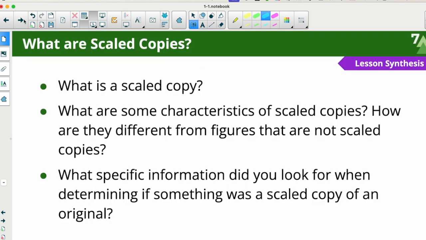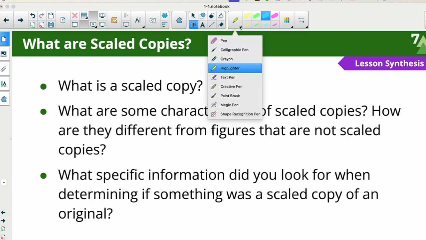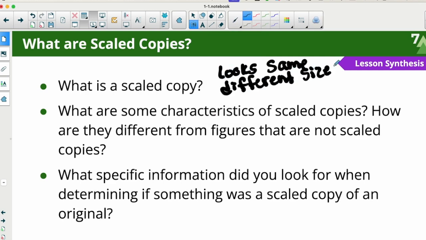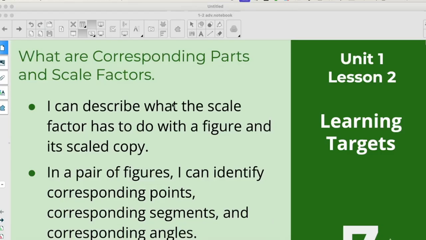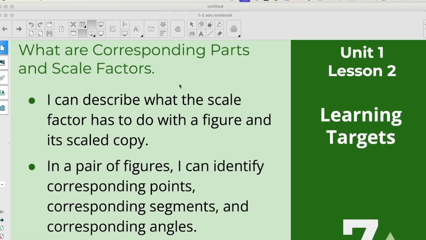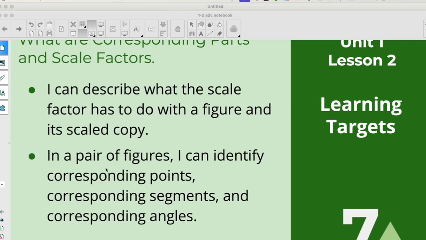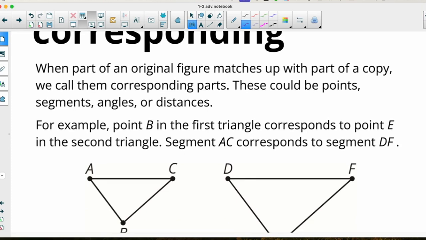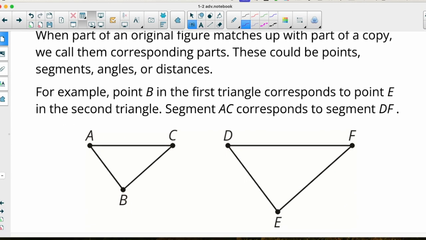So what's a scaled copy? A scaled copy is a shape that looks the same, different sizes, and has all sides multiplied by the same number. And we're looking at what are corresponding parts, and our objectives for this lesson were, in a pair of figures I can identify corresponding points, corresponding segments, and corresponding angles. So corresponding means when the parts of an original figure match up with the part of a copy, we call them corresponding. They could be points, segments, angles, or distances.